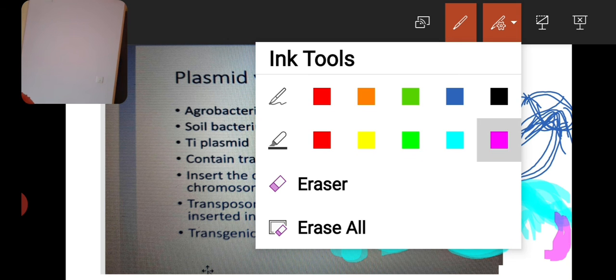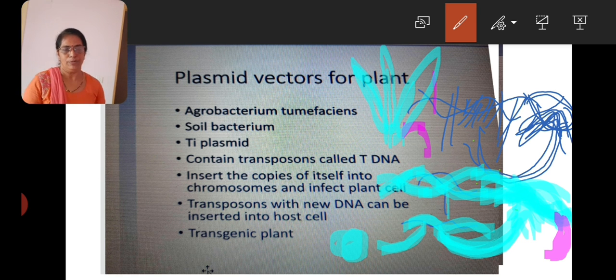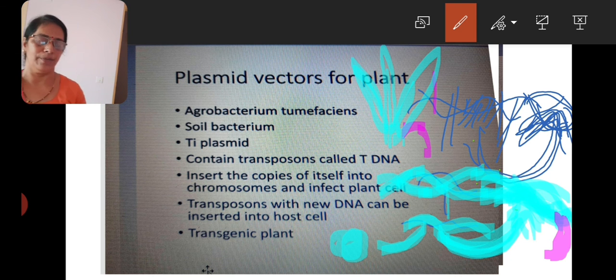Suppose this is the plant. Here it can be inserted, and here the transgenic plants are produced. So the plasmid vector for the plant is Agrobacterium tumefaciens, and with Agrobacterium tumefaciens we can produce the transgenic plant.